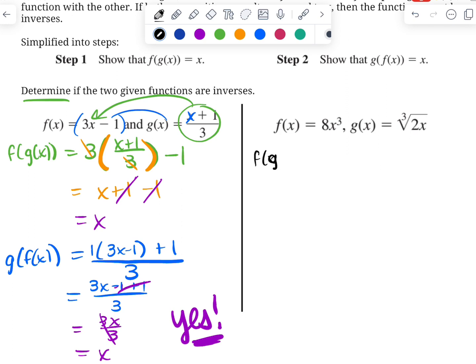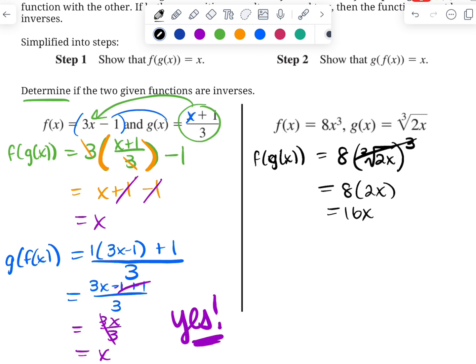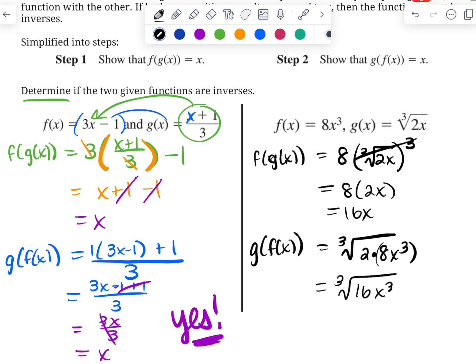F of g of x equals 8 times the cube root of 2x cubed. So those divide out. So I'm left with 8 times 2x. That is 16x. Not looking promising. G of f of x. That is going to be 8. Oh, wait, sorry. The cube root of 2 times 8x cubed. Like that. Okay, so that is the cube root of 16x cubed.